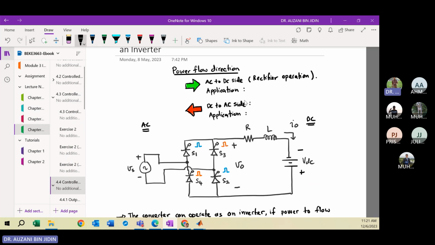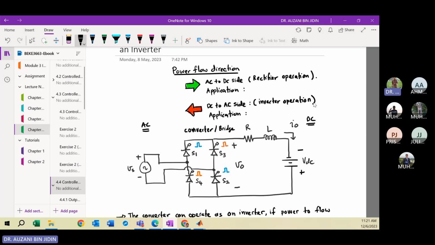Otherwise, when the power is transferred from the DC to AC source, in this case, I can define this bridge as a converter in general, because we can operate this converter as a rectifier or inverter. So this is the bridge converter. To transfer from DC to AC, the converter will operate as inverter. So I write inverter operation.